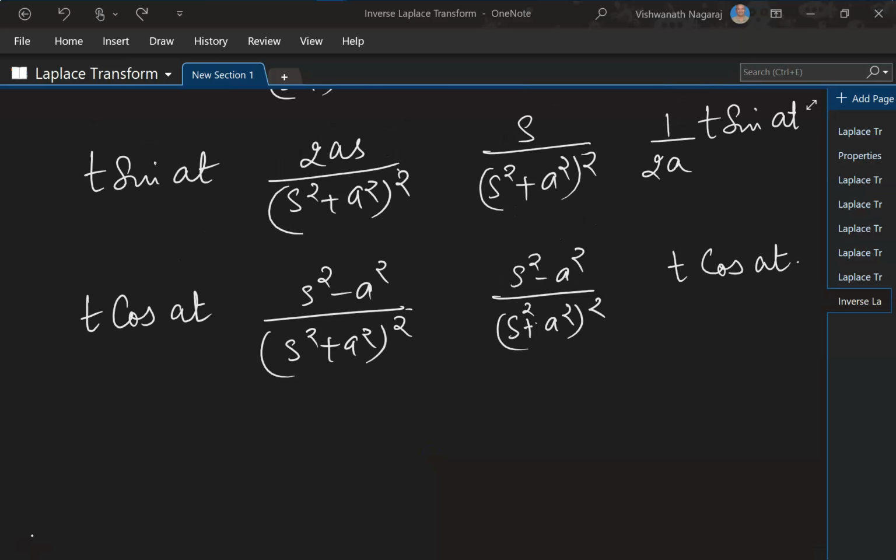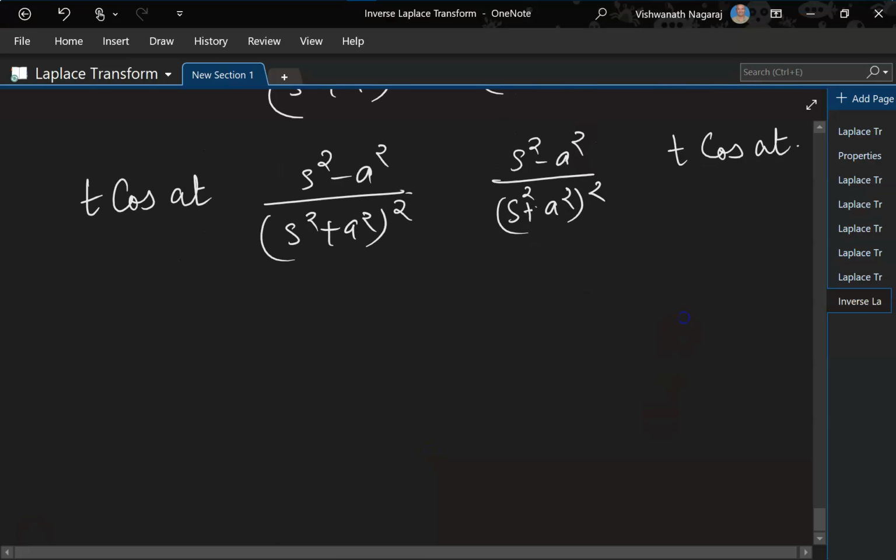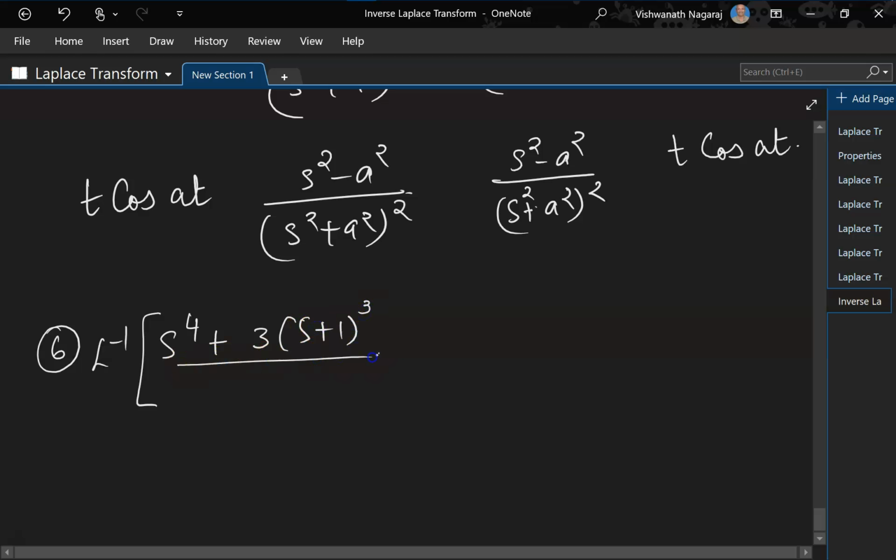Okay, now that we have looked at this table, let's solve one more problem. Let's say we have to figure out the Laplace inverse transform of (s^4 + 3s + 1)^3 divided by s^4 times (s + 1)^3.